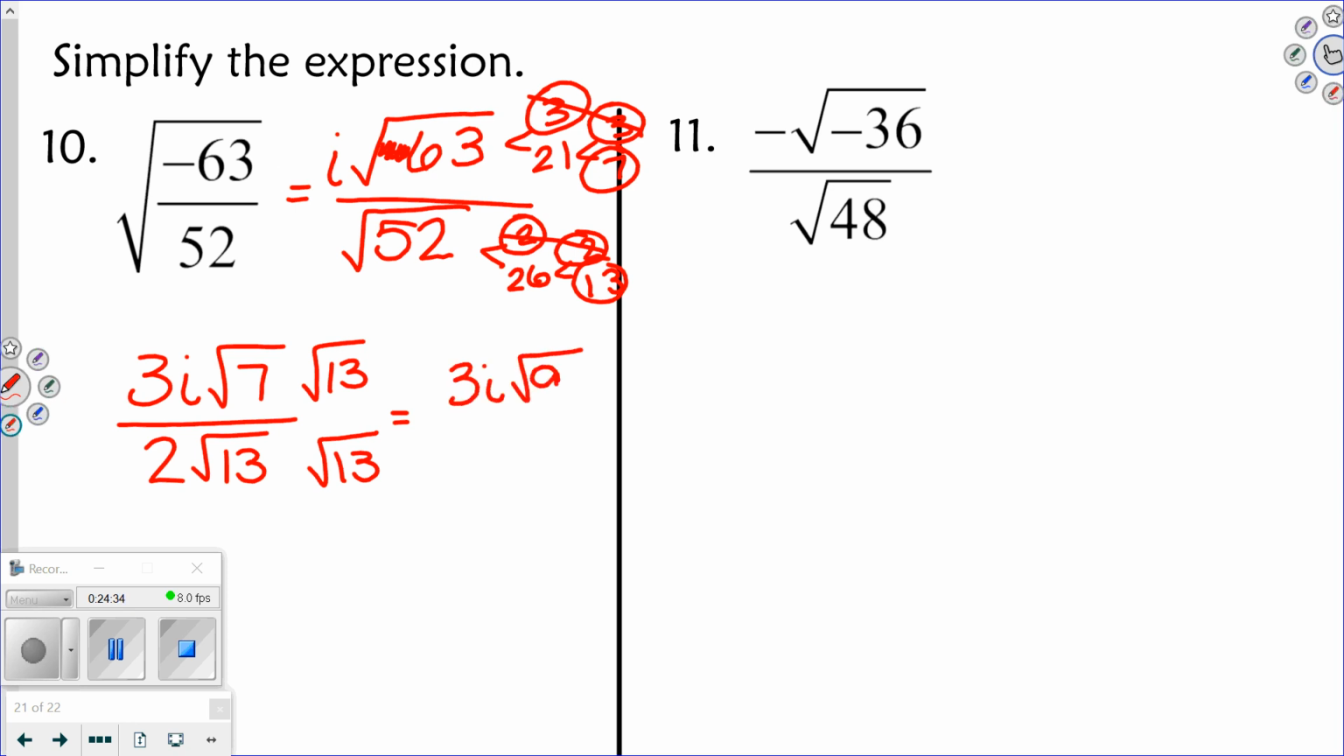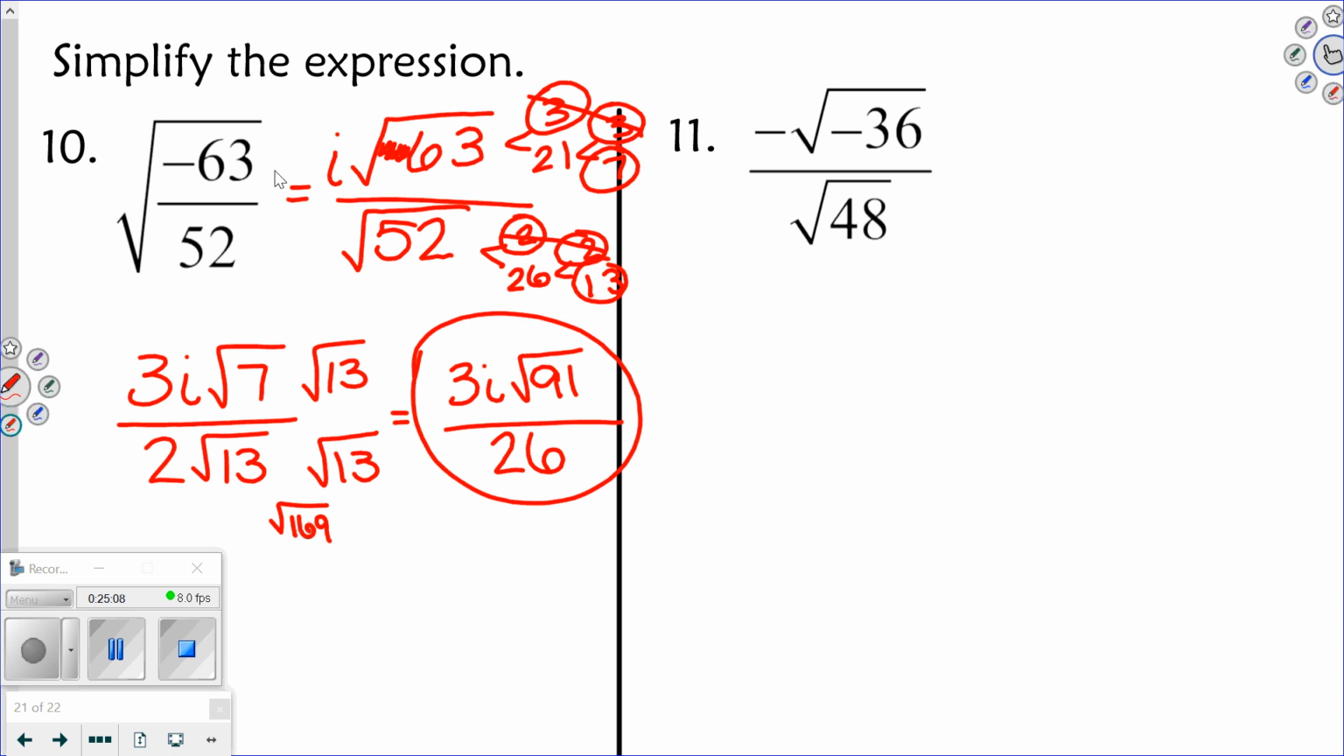Very good. And on the bottom? Yeah, you're right, 26. Radical 13 times radical 13 gives me radical 169, which is 13, times my 2 that's already there, is 26. And then it said to simplify again if possible. Does 3 over 26 simplify? No. If I do a factor tree on 91, 91 came from 7 and 13. There's no factor tree of pairs there, so we are done.